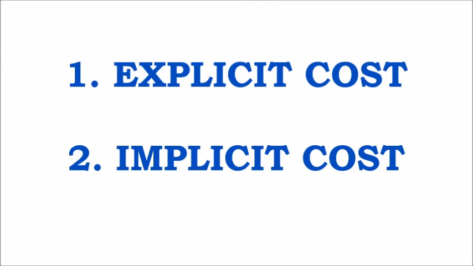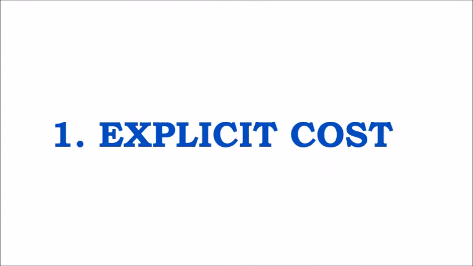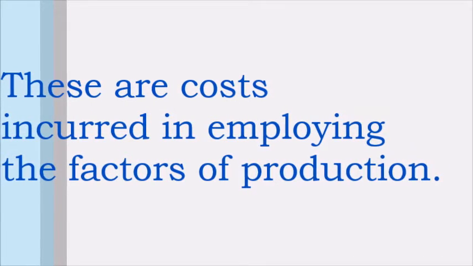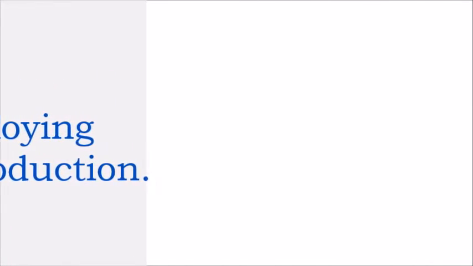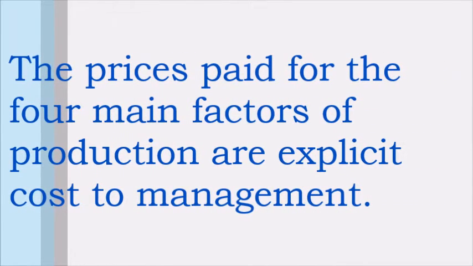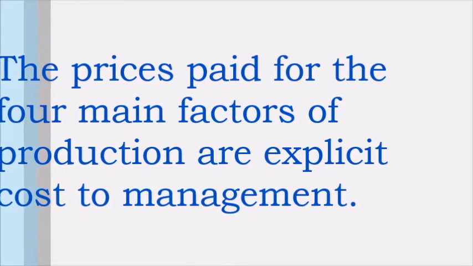1. Explicit cost. 2. Implicit cost. 1. Explicit cost. These are the costs incurred in employing the factors of production. The prices paid for the 4 main factors of production are explicit cost to management.